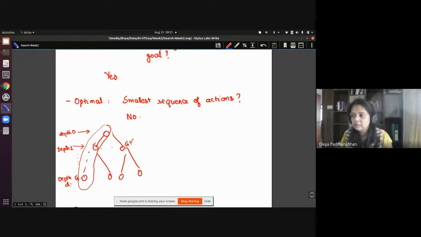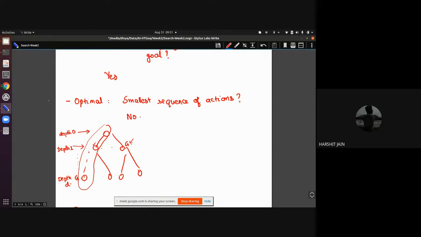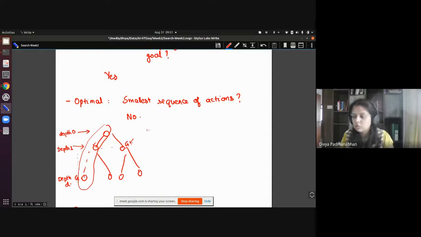So at depth 0, how many nodes do you have? At any depth you have b to the power d nodes. So at depth 0 you have one node, at depth 1 you have b nodes, at depth 2 you're going to have b square nodes, and so on, right? I hope that computation is clear to you all. If you have any questions on this, just stop me. So b square and so on, and finally you have b power d.